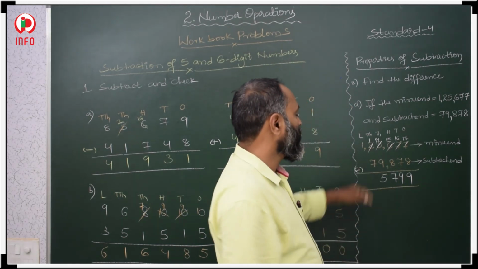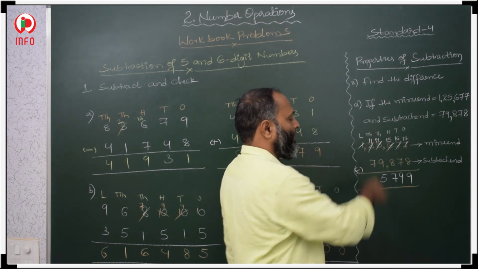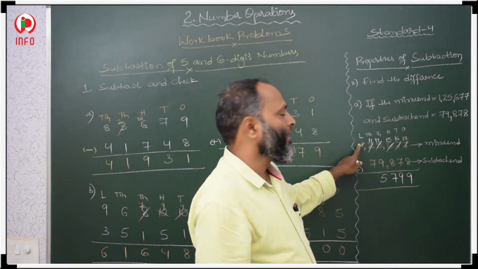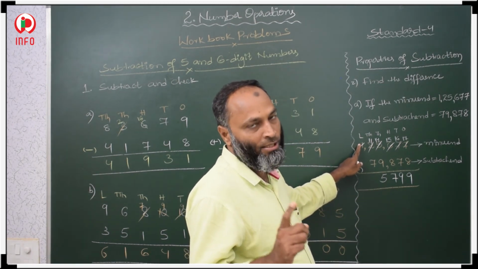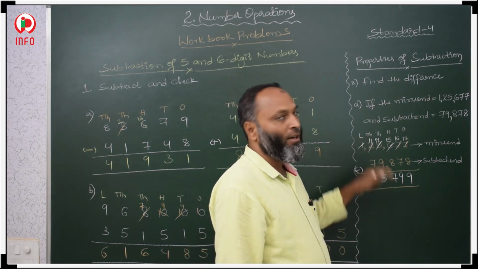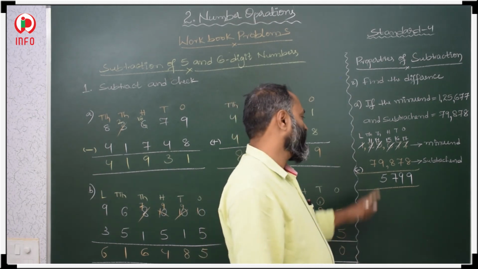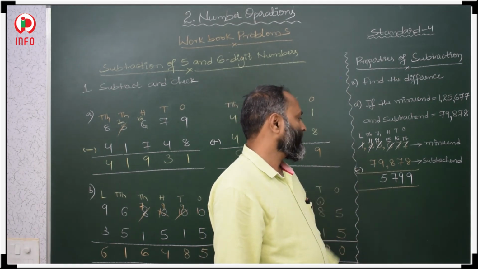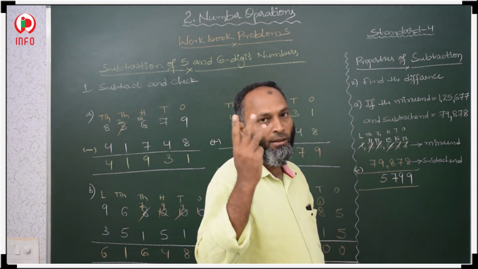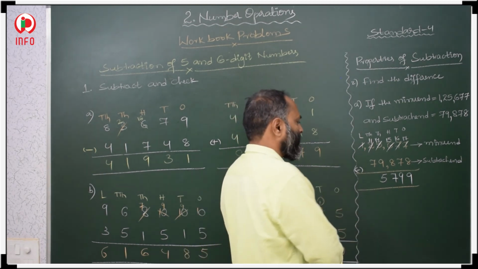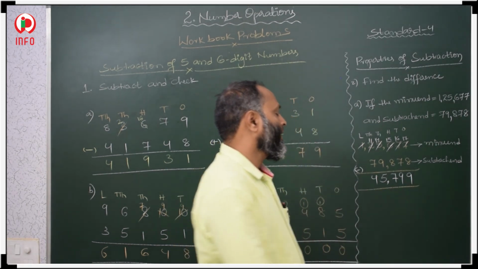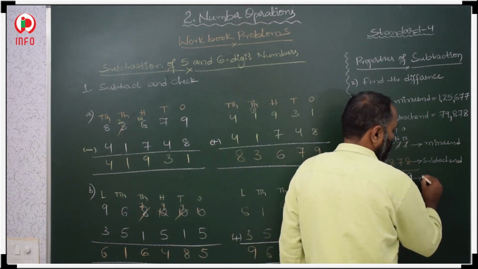Now 1 is left, take a borrow from here, you will get 11 here. 1 lakh is there, that 1 lakh we are taking here. 10 ten-thousands make 1 lakh. So 10 plus 1, 11 ten-thousands we will get. Then 11 minus 7 means count from 7 to 11: 8, 9, 10, 11. The answer is 4. 45,799. This is the difference.